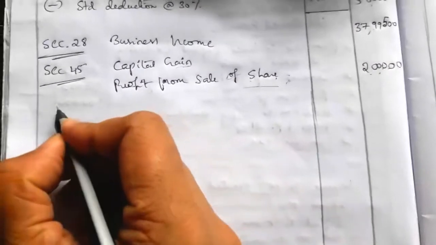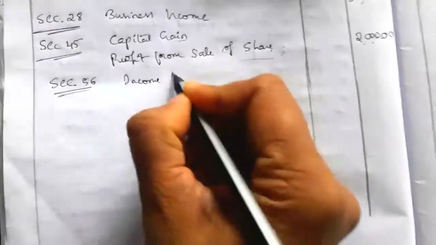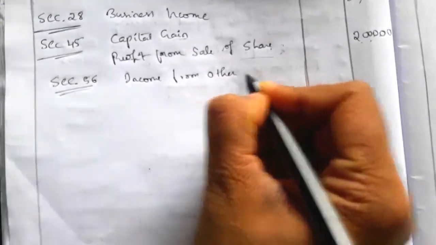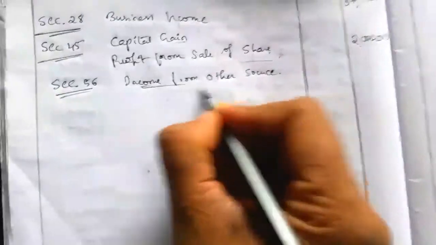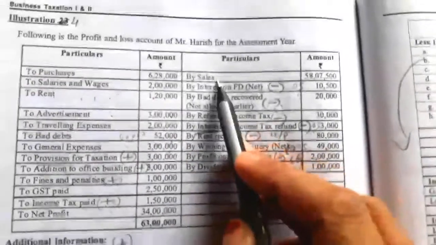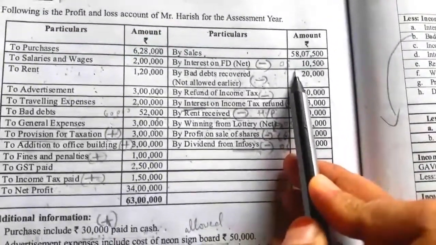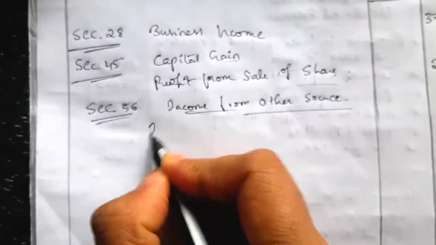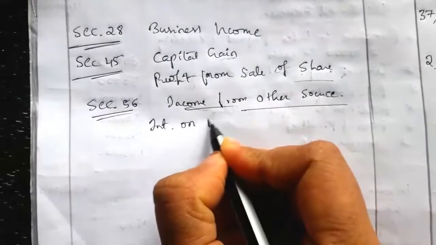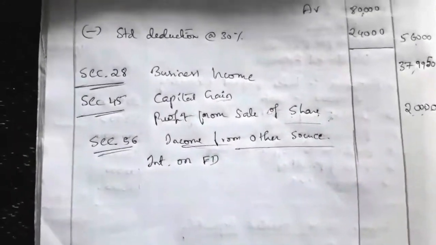So the last head is section 56, that is, income from other source. So we'll write income from other source. Let us see the credit side of the profit and loss account one by one. Sales is an allowed business income. So the first one is interest on FD. It was deducted once, and again we have to take it as other source income. So interest on FD is taxable under section 56. If an assessee earns an income from a fixed deposit, then it is taxable under section 56 of other source.